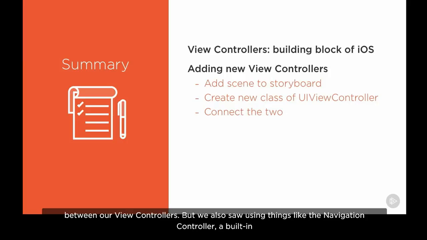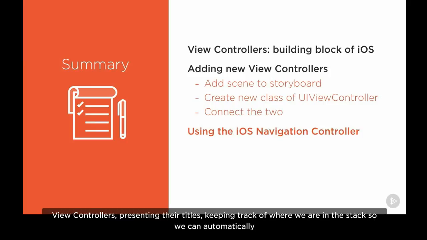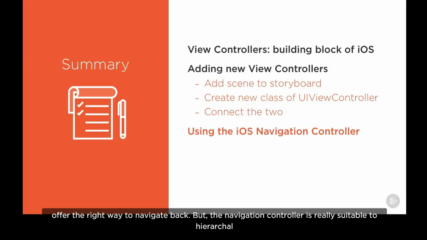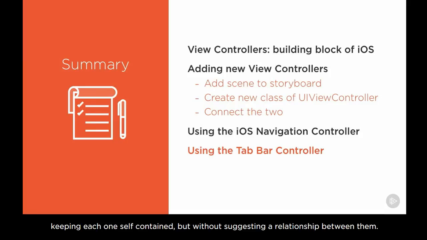But we also saw using things like the navigation controller, a built-in object of iOS that wraps around our view controllers. It does a great job of managing a stack of view controllers, presenting their titles, keeping track of where we are in the stack so it can automatically offer the right way to navigate back. But the navigation controller is really suited to hierarchical information, that we're moving between screens because we're drilling down multiple levels. And we used and configured the tab bar controller to switch between separate view controllers of an app, keeping each one self-contained but without suggesting a relationship between them.